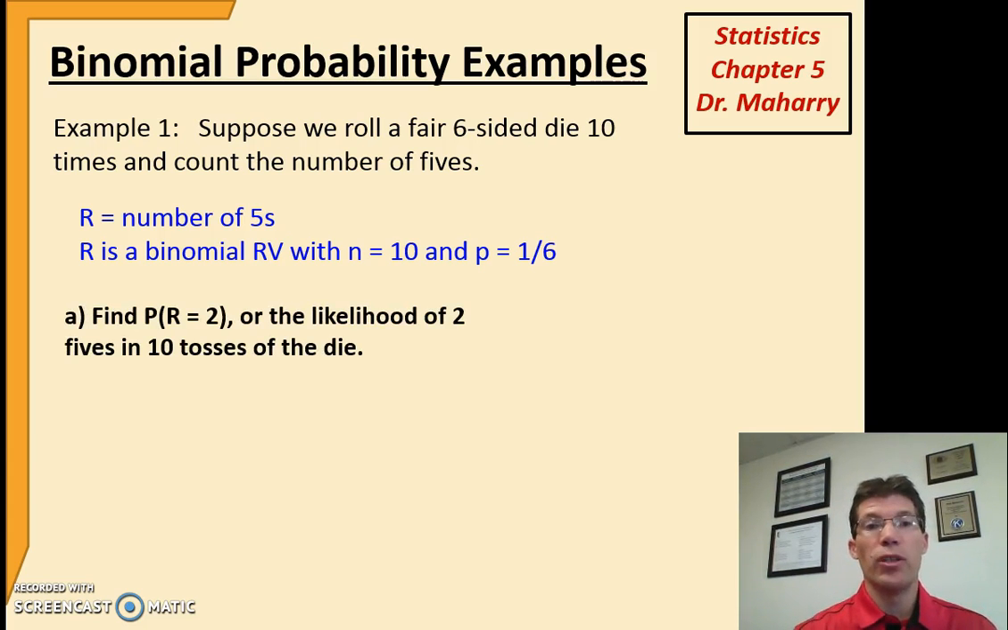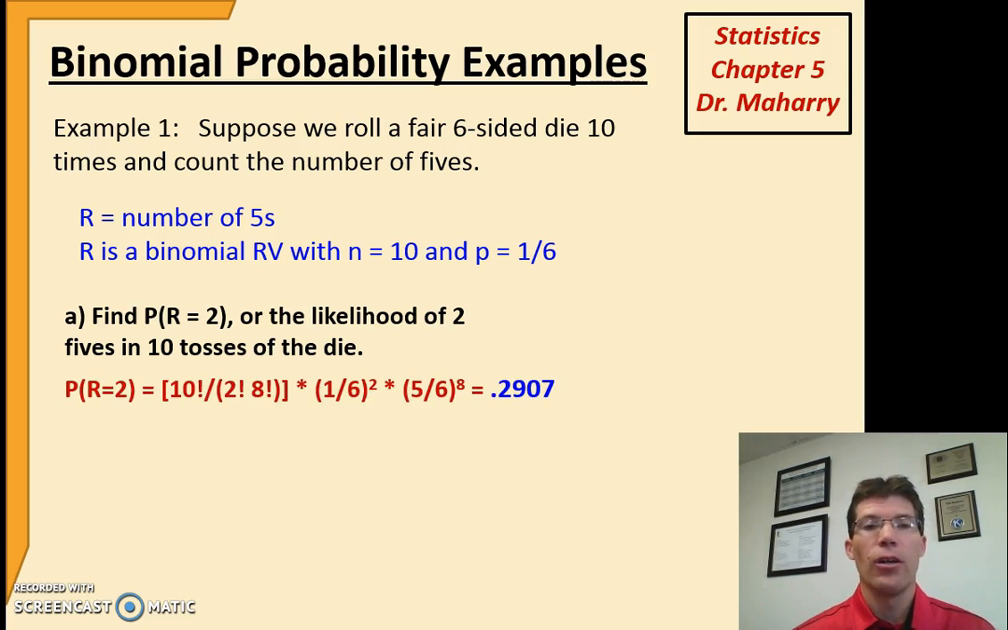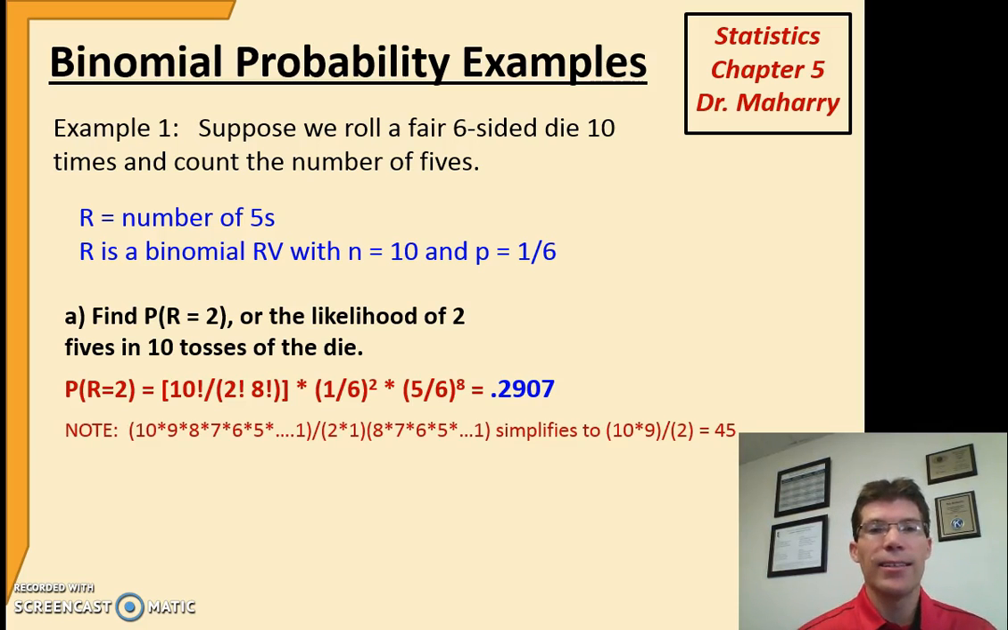If I ask what's the probability of two 5s in 10 tosses, what's the likelihood I get exactly two 5s? I simply plug in n equals 10, r equals 2, and p equals 1/6. If p is 1/6, that means q is 5/6. If I plug all that in, I get 0.2907, or about a 29% chance I get two 5s and 8 of something else. Note that the factorial part does simplify.